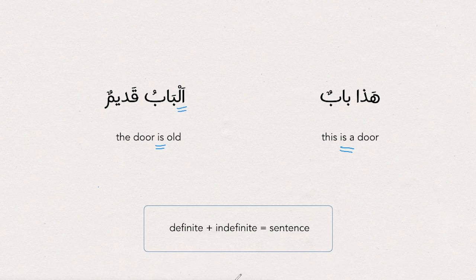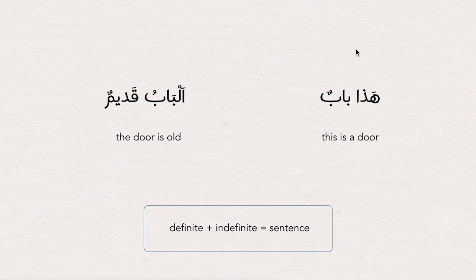Notice when you put the al in front of a noun, the tanween is no longer there. It goes from being babun to al babu. You never want to have al and tanween in the same word, because that just doesn't happen in Arabic. Now, both of these sentences follow the equation definite plus indefinite equals sentence. And if you can nail this equation when you're starting to study Arabic, it's really going to get you a long way in understanding how sentences are formed.